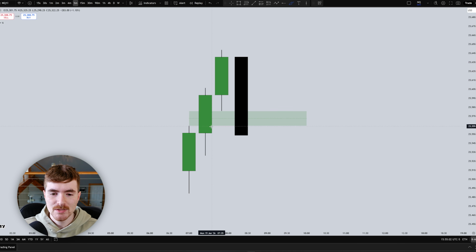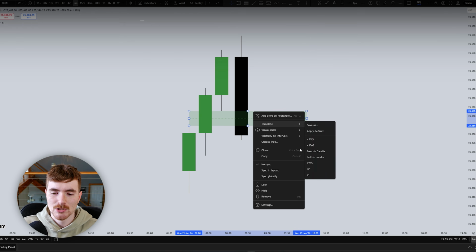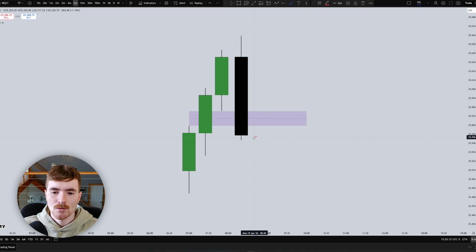Now, what happens when a bullish fair value gap gets closed below? Anytime we disrespect a fair value gap and close below it, it becomes what's called an inversion fair value gap, or an IFVG. When this occurs, we're no longer expecting this to push price higher. Instead, we're expecting price to push lower.